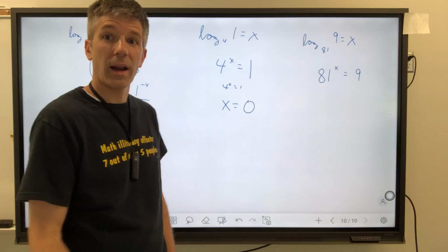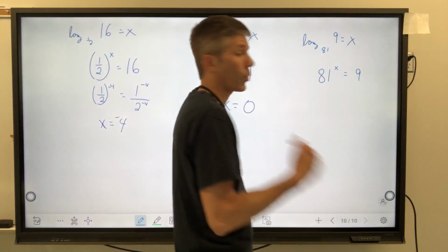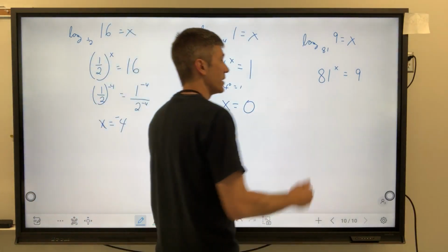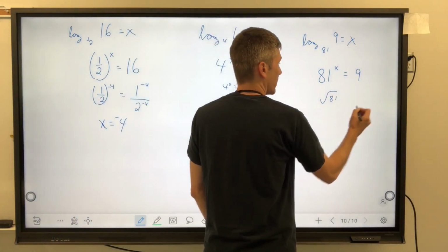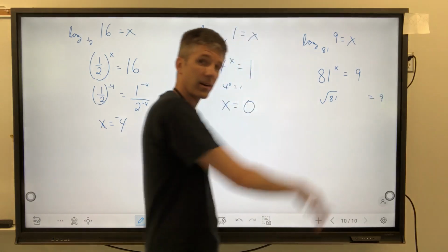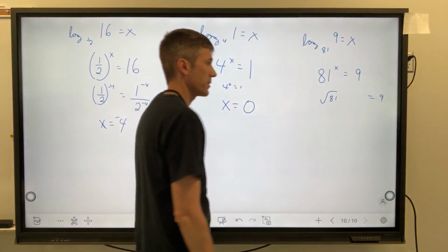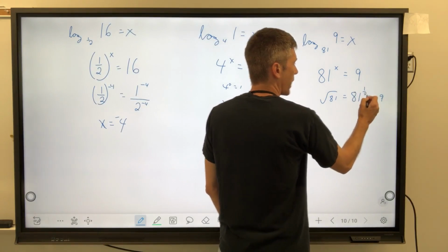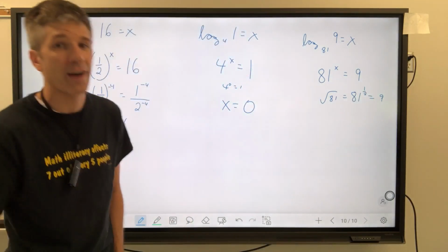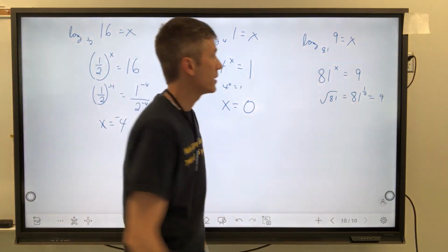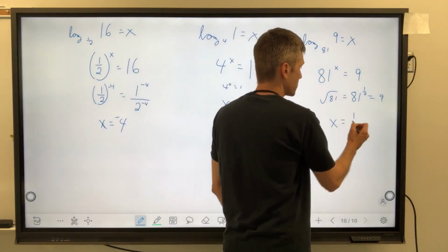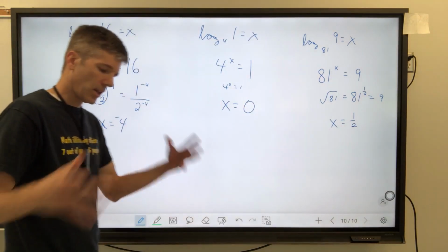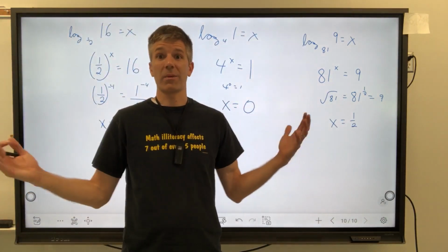Oh, I can't square it. I could square root it. So what I need to do is square root this 81. So if I square root an 81, I should get a 9. You can leave this part out if you want to. So the square root of 81, well, that's the same thing as 81 to the 1/2. An exponent of 1/2 is a square root. So basically, my exponent is 1/2. So that is my answer. Again, logarithms are asking, what's your exponent? That's what they're doing.